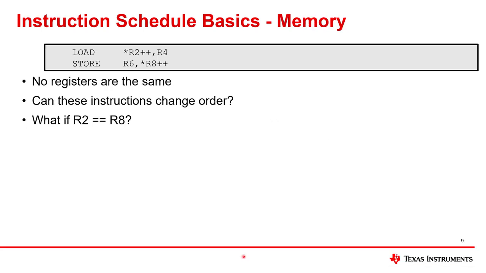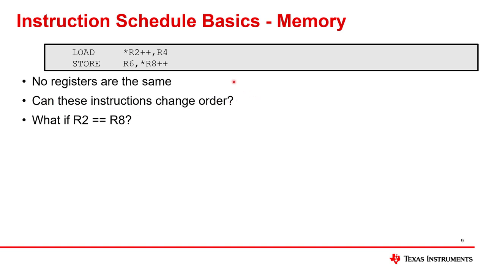Here's another instruction scheduling example. It's slightly more complicated. The last one was just registers interacting with each other. This one includes some memory references, okay? So none of the registers are the same. And again, I'd like to consider the question, can these instructions change order?